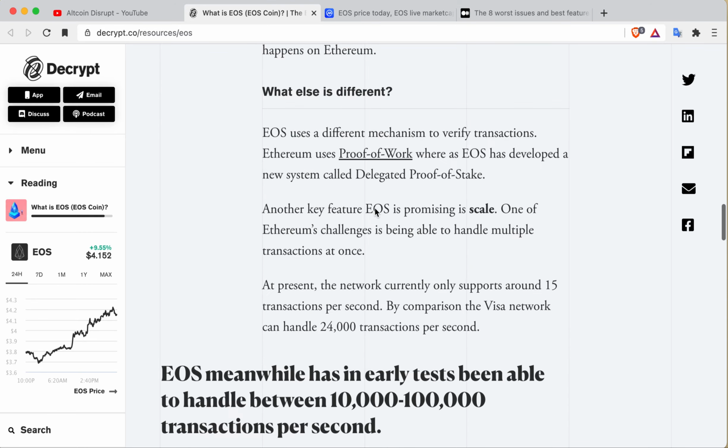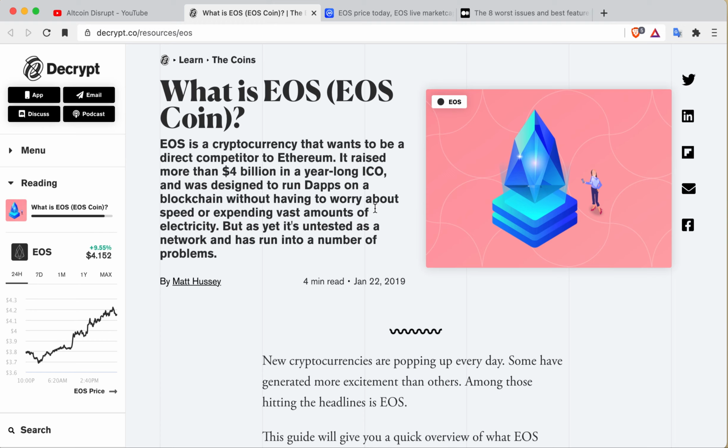But yeah, so we're gonna take a deeper look at this. So obviously you're getting the idea of what it is. It says here EOS is a cryptocurrency that wants to be a direct competitor to Ethereum. A direct competitor. I've always thought if you're gonna be a direct competitor to Ethereum, you actually want to beat Ethereum. You want to be better than Ethereum. Well, anyway, EOS raised more than 4 billion in a year, and that's just the first year of ICO.